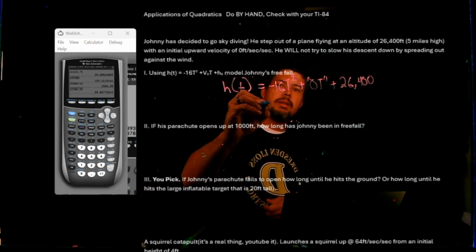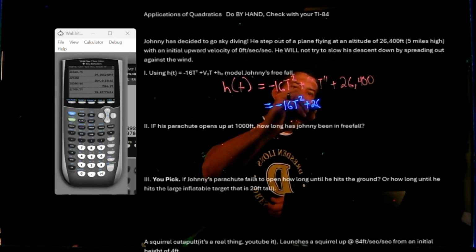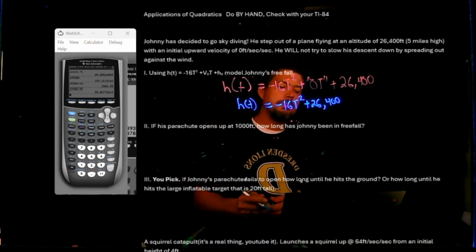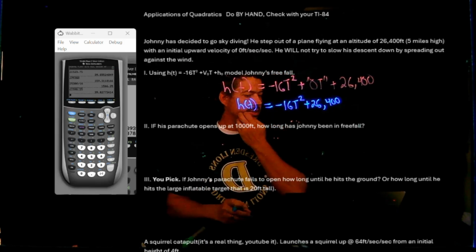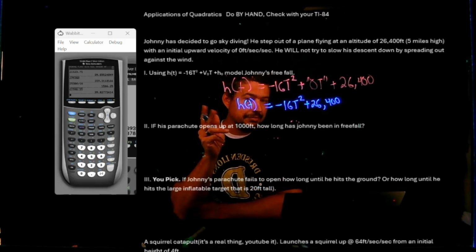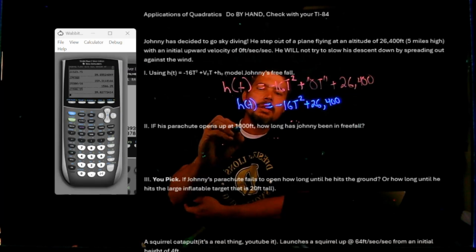Now, in your final answer, you don't need to mention anything that's a 0. There you go. Height as a function of time is negative 16t squared plus 26,400. Now, I'm going to show you how to check your work in a calculator on this one. If his parachute opens up at 1,000 feet, how long has Johnny been in free fall? So we're simply going to replace that height with 1,000.